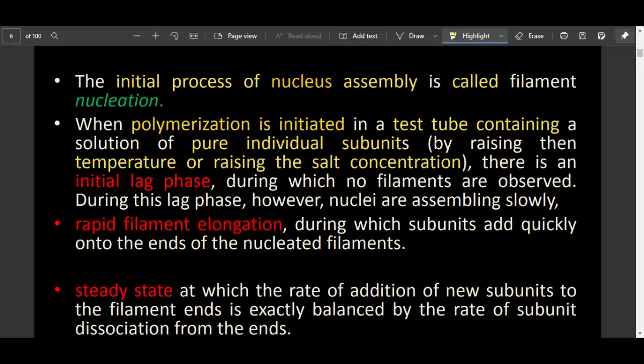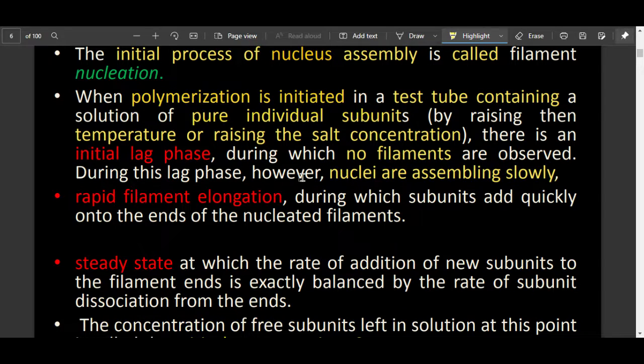There is an initial lag phase. The first phase is the initial lag phase, during which no filament is observed, just nuclei. Nuclei are assembled slowly in the initial lag phase.